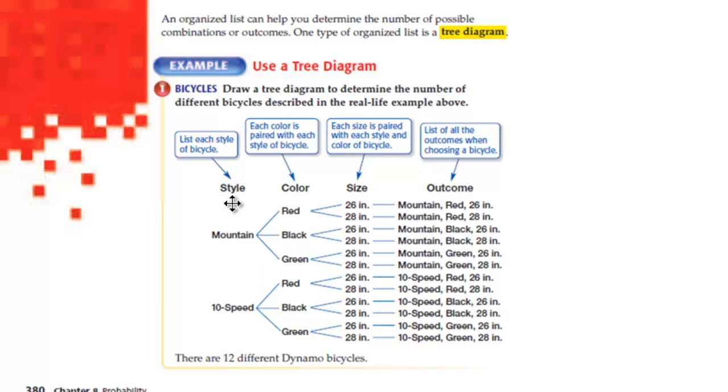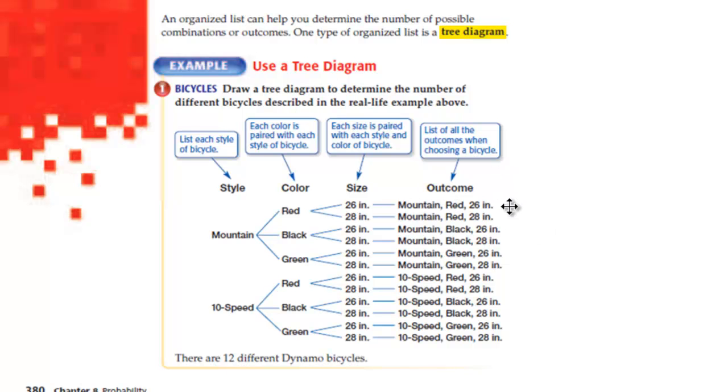Now notice how on style they only list mountain and 10-speed once, but then under color they've got red, black, green, and then red, black, green again. Each color has to branch off of each style to show all the different possibilities. So as you can see, with each different choice we have to branch off again. We've got 26, 28, 26, 28, and so on. And so then here they list out the final outcome.